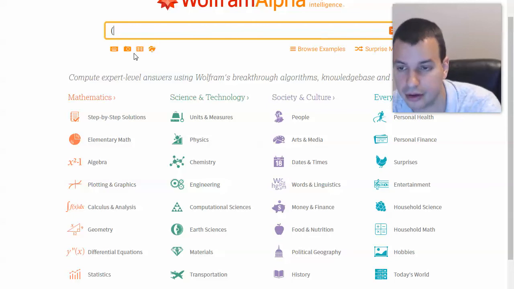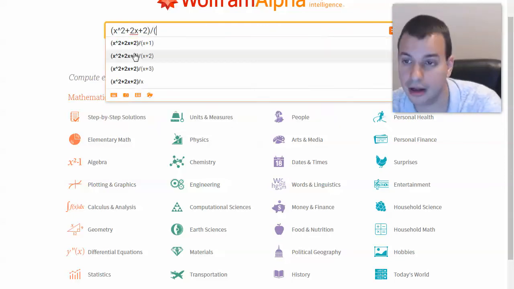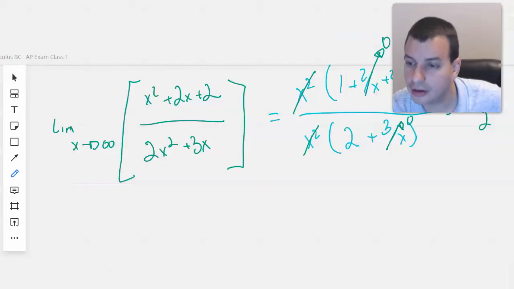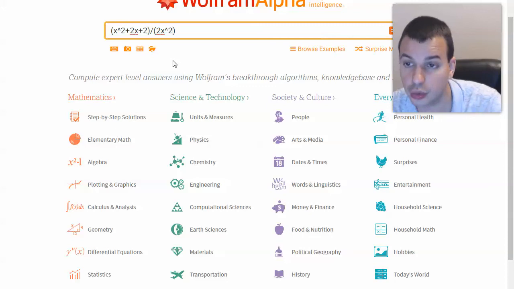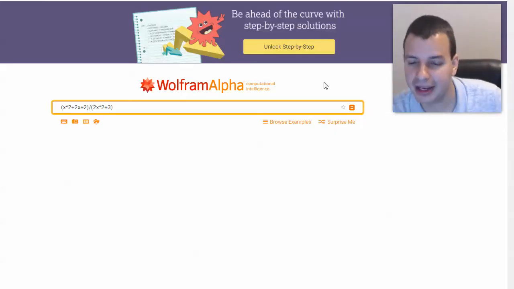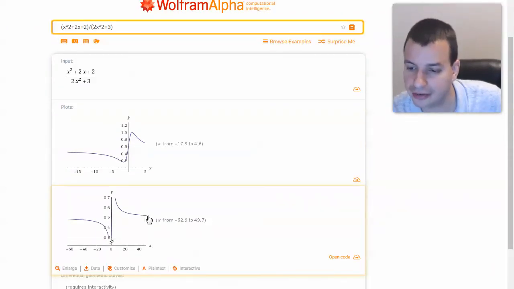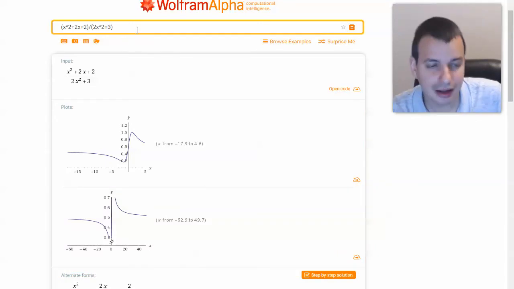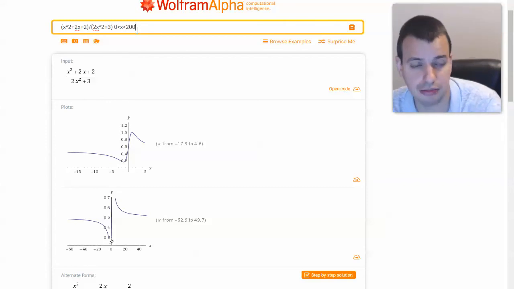So we have x squared plus 2x plus 2 divided by the quantity 2x squared plus 3x. We look at this as a graph. And as x gets super, super big, we'll assume it approaches 1/2. You can see this goes all the way up to 40. So, okay, let's do something bigger then. 0 less than x less than 200.